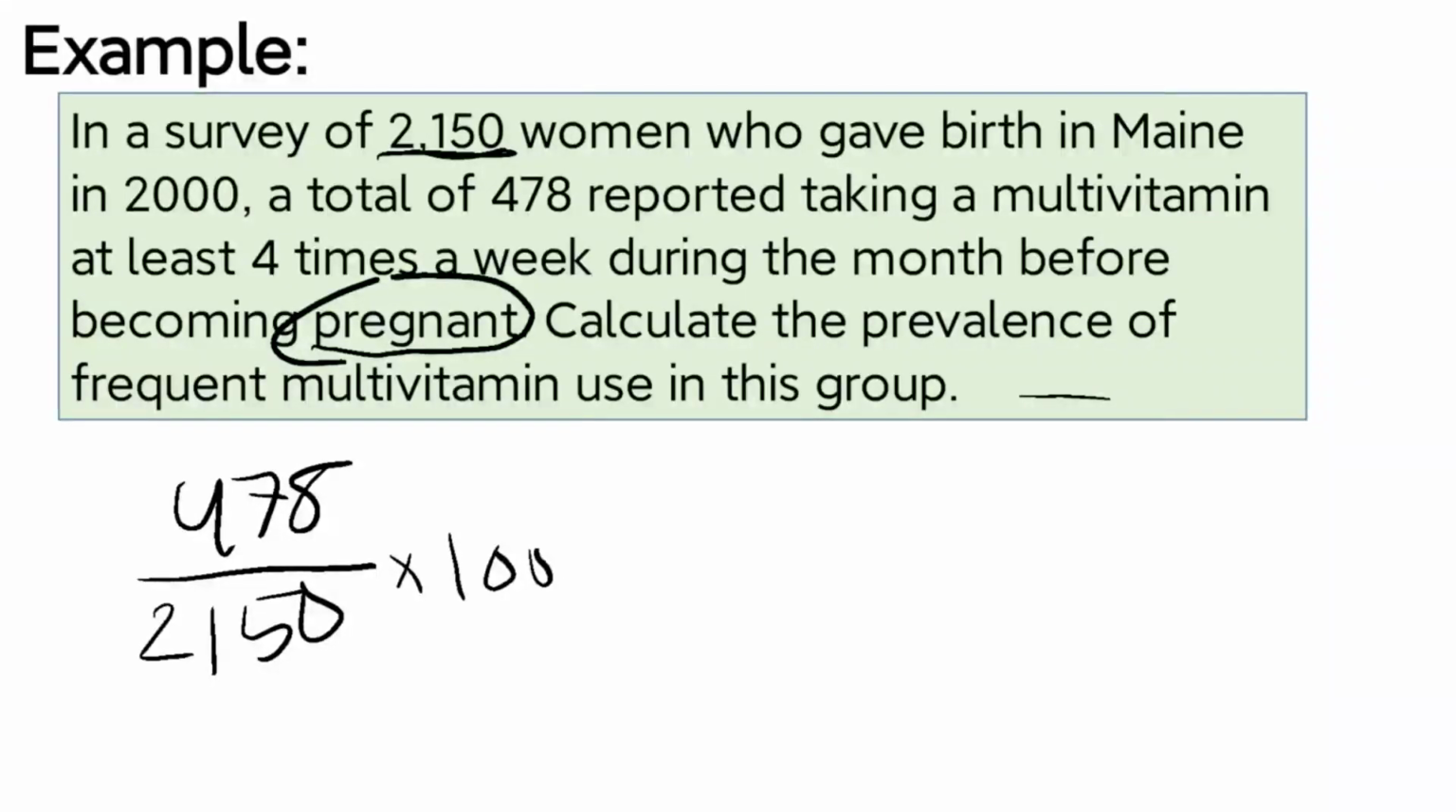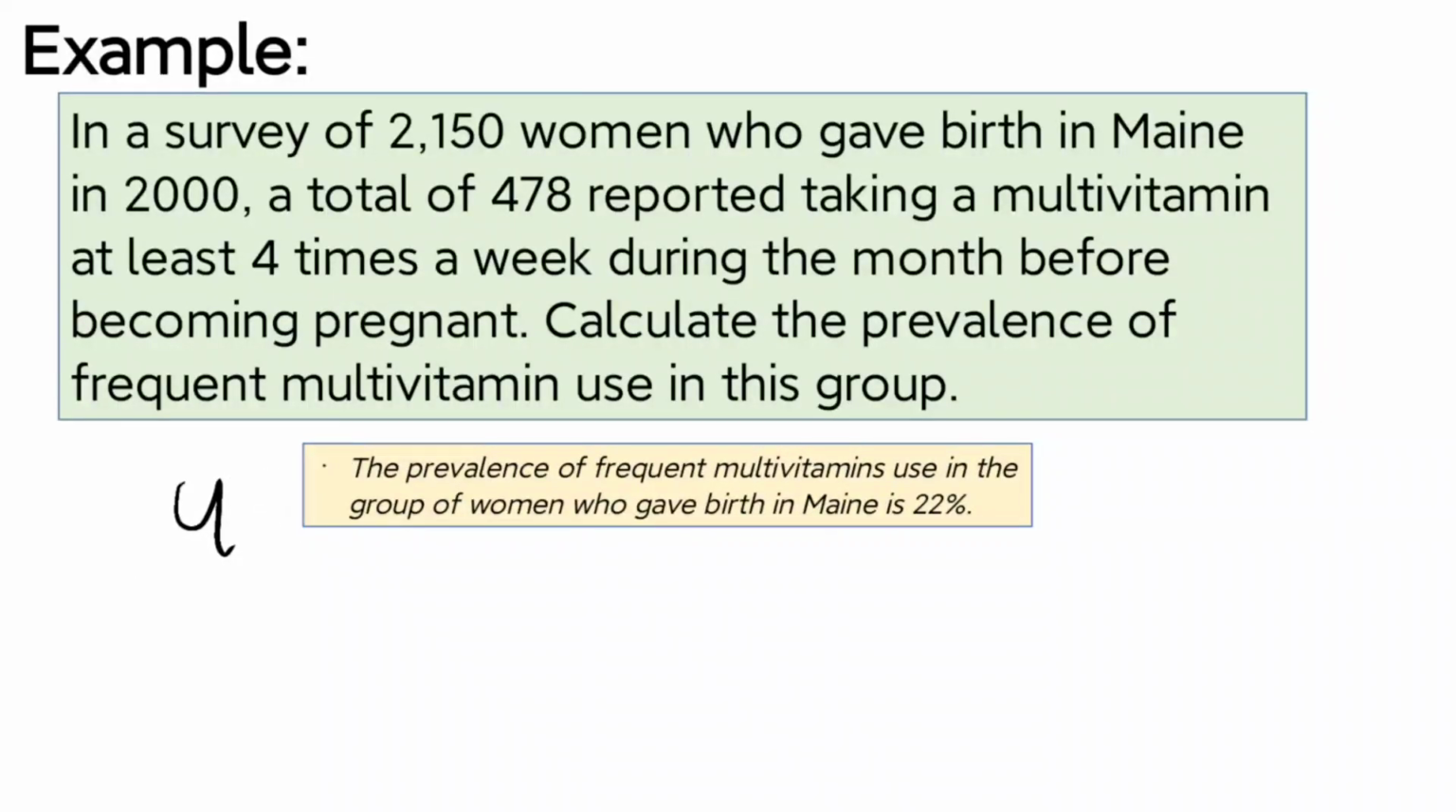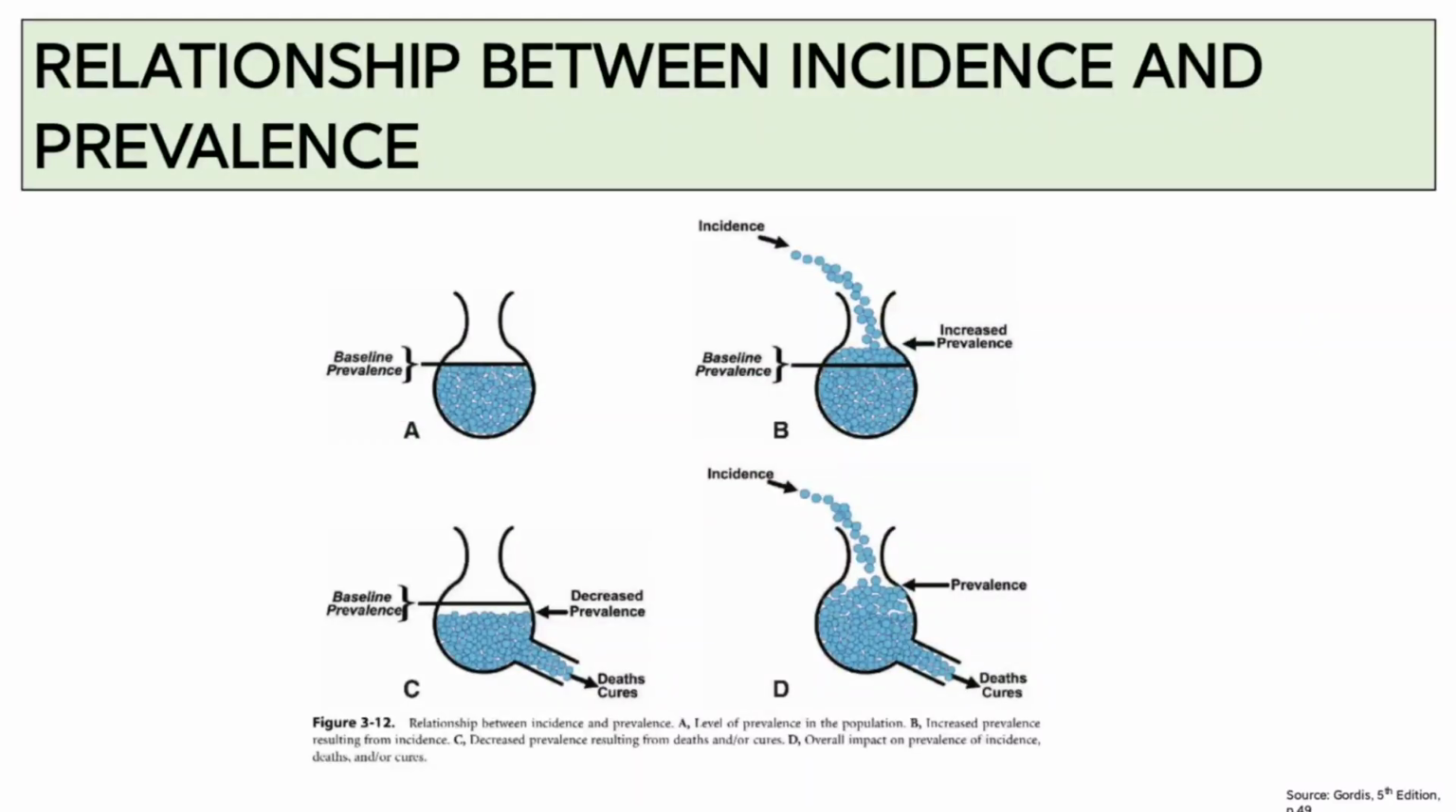Okay. So your answer here is 0.22. So basically 22. Right? So interpret: the prevalence of frequent multivitamin use in the group of women who gave birth in Maine is 22%. So ganun lang kasimple. Numerator, denominator multiplied by your factor. Ulit-ulit lang, di ba? Okay, next. So, I think this is the last topic, no?